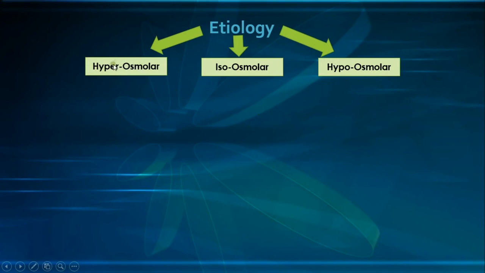So starting with the hyperosmolar hyponatremia, and as the name suggests, your plasma osmolality is high, usually above 295 milliosmoles per kilogram. But if I ask you the following, how could you have a high plasma osmolality and at the same time you have low sodium? And the answer is you have other osmoles contributing to the plasma osmolality.